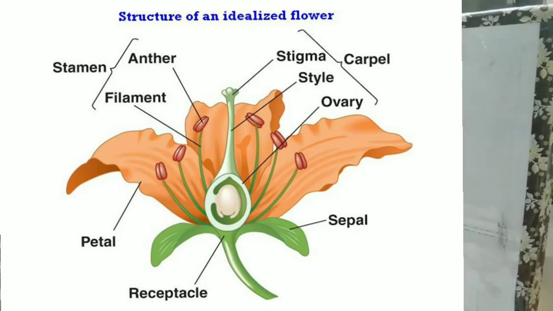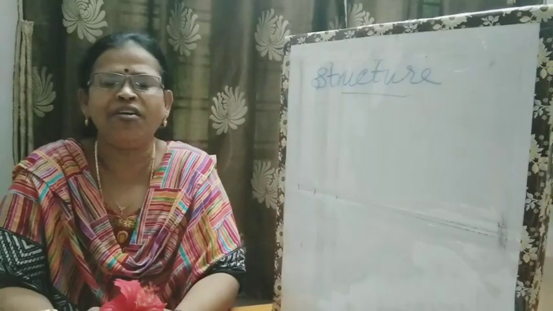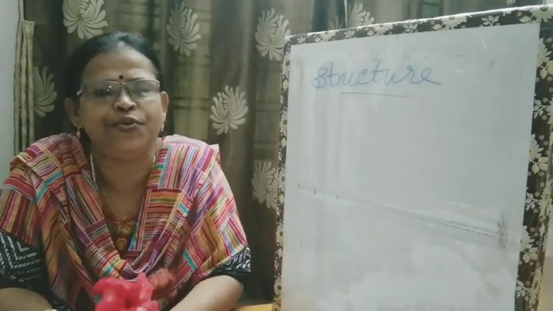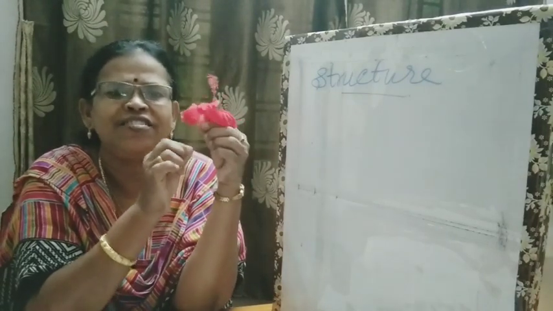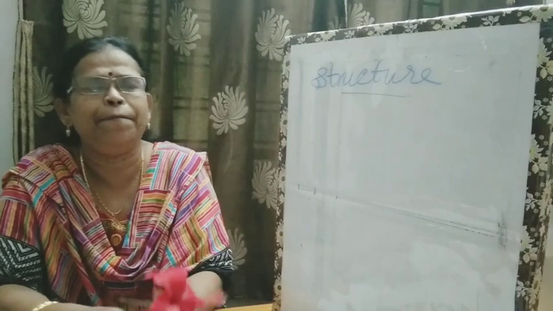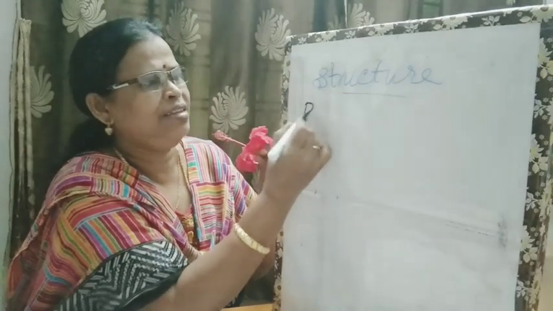What is a flower? It's a specialized shoot in which the leaves are modified into floral parts. A leaf has a stalk. Can you name the stalk? Yes, you're right. It is petiole. But here in the flower, the stalk is called pedicel.